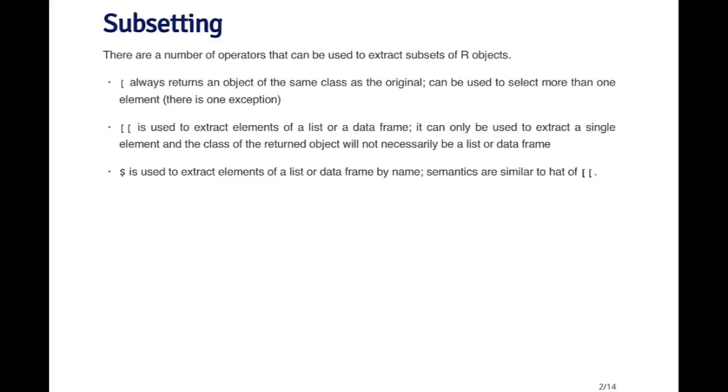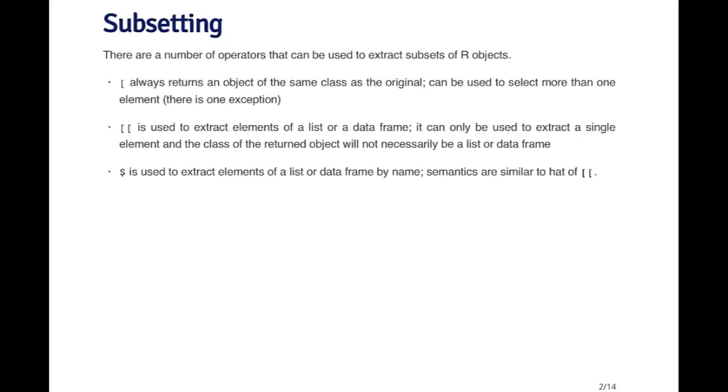The double bracket operator is used to extract elements of a list or a data frame. It can only be used to extract a single element of that object, and the class of the returned object will not necessarily be a list or a data frame. Remember that lists can hold things that are of many different classes. They don't all have to be the same. So the first element might be a numeric vector, the second element might be a data frame, the third element might be a complex vector, etc. And so when you use the double bracket operator to extract an element of a list, the object that comes back may not be a list. It may be an object of a totally different class. So that's what the double bracket operator is useful for.